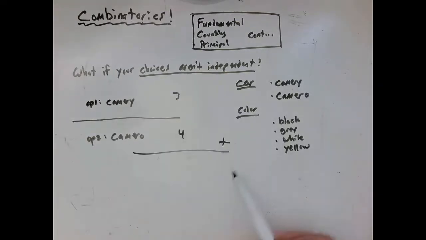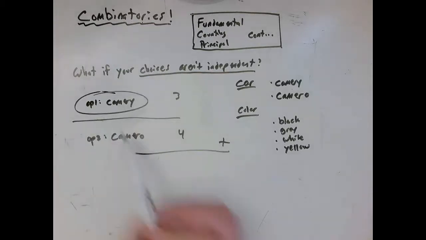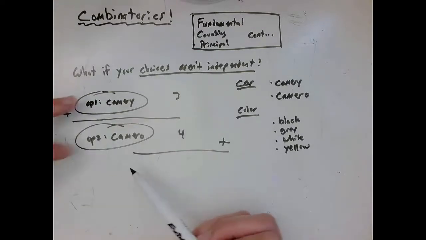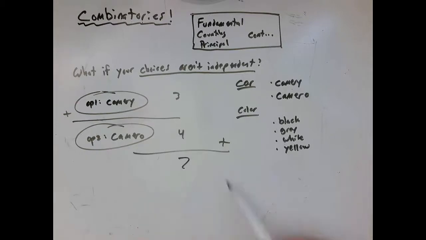And so now we can add up all of the possibilities because I'm choosing either a Camry or a Camaro. From the last video, we're adding up the options because I can't choose both. And so that gives me 7 total possibilities. So that's my first note: you got to be a little bit careful applying the fundamental counting principle because you are assuming that all of your choices are independent of each other when you do.